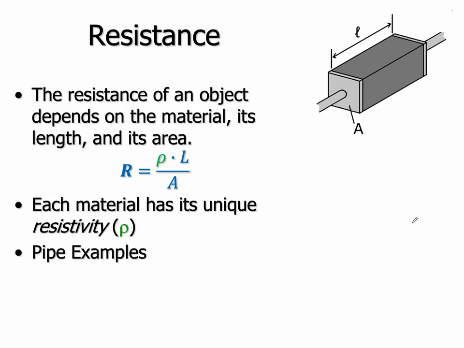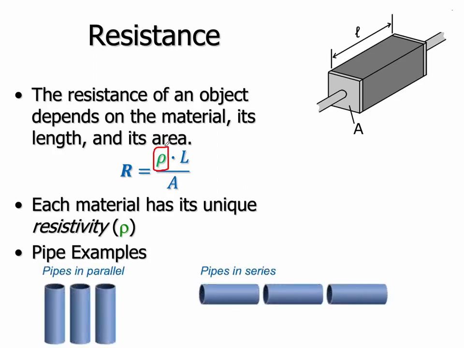The resistance depends on the length of the material, the area, and something called the resistivity. Resistivity is represented by the Greek letter rho, and we'll talk more about that. Each material has its own unique resistivity. The analogy here is, if you've got multiple lanes in rush hour traffic, there's less resistance to the flow of traffic. The same thing here is true.